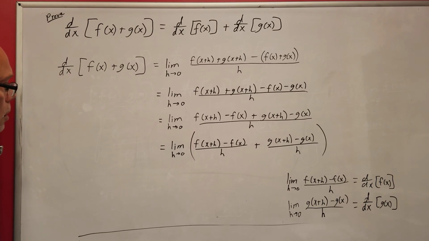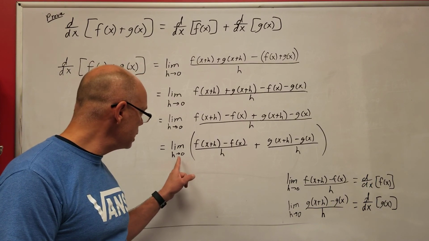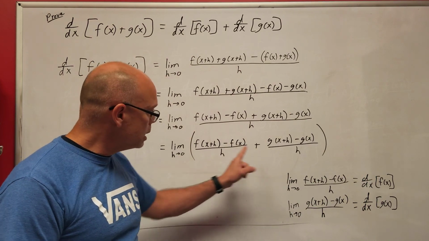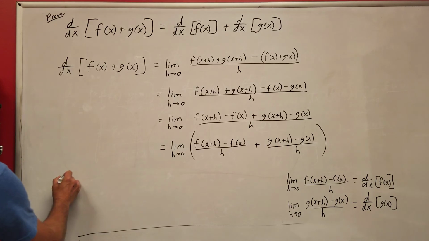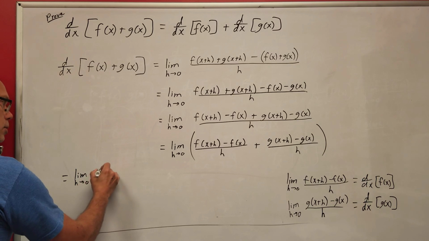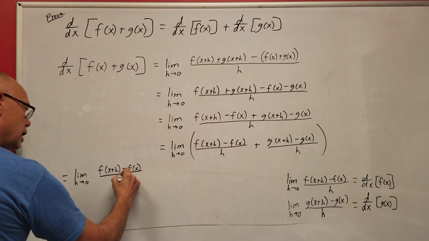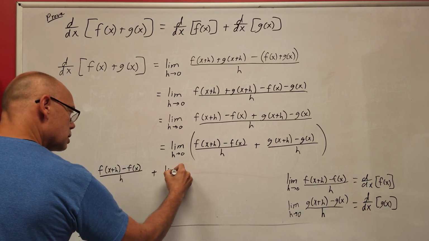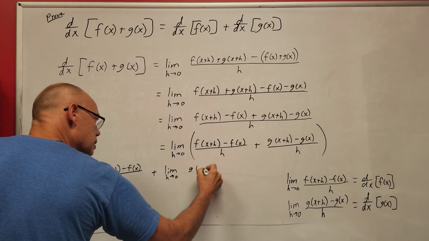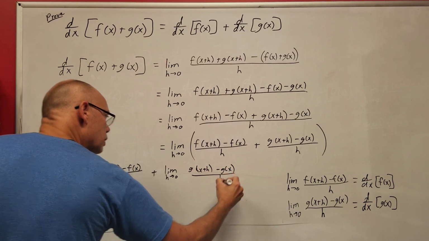All right. What about our limit? Didn't we talk about our limit laws in the first chapter? We said that if I have the limit of two things being added, I could take the limit of the first one and I could take the limit of the second one. I'm going to have to come over here because the other stuff's in the way. But I'm going to have the limit as h approaches 0 of f of x plus h minus f of x over h, plus the limit as h approaches 0 of the second sum I have, g of x plus h minus g of x over h.